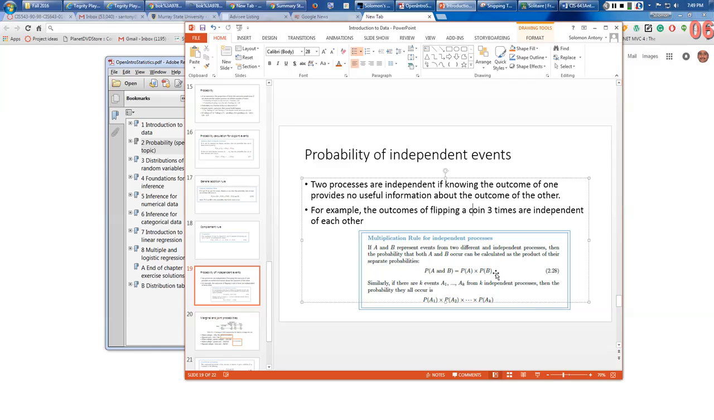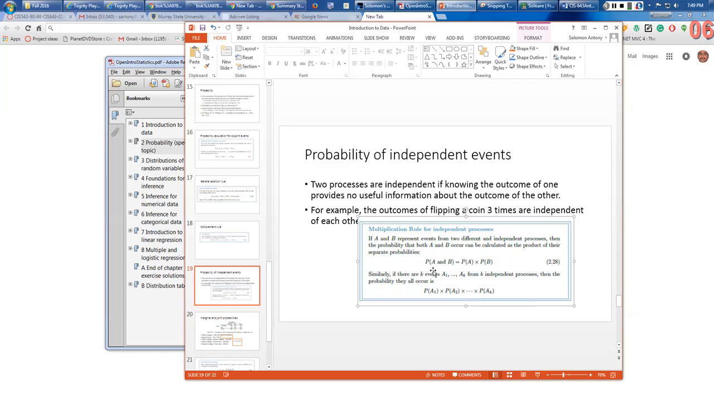So if you have independent events, then the probability of those two independent events occurring at the same time, A and B, is simply probability of A times probability of B. So the multiplication rule is, if you have two events that are independent, the probability of both happening is the probability of the first event happening times the probability of the second event happening.